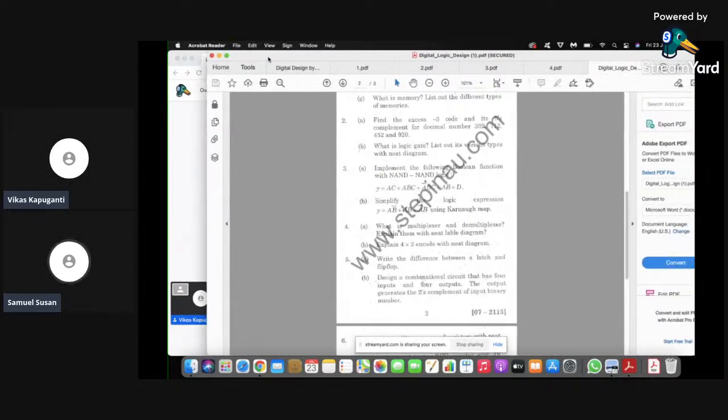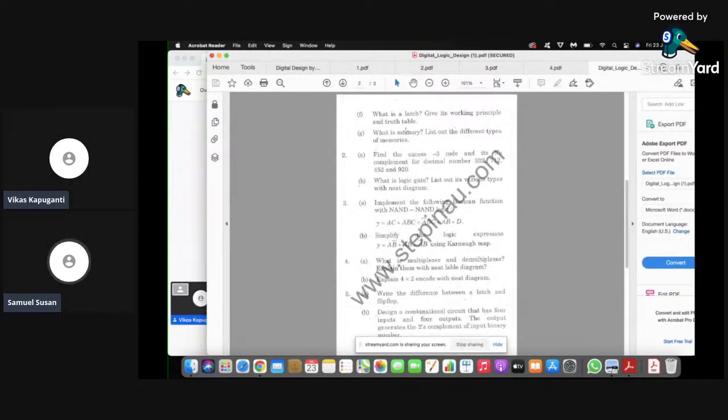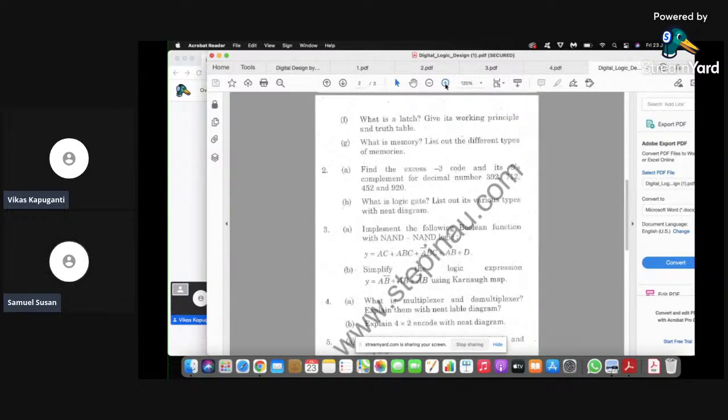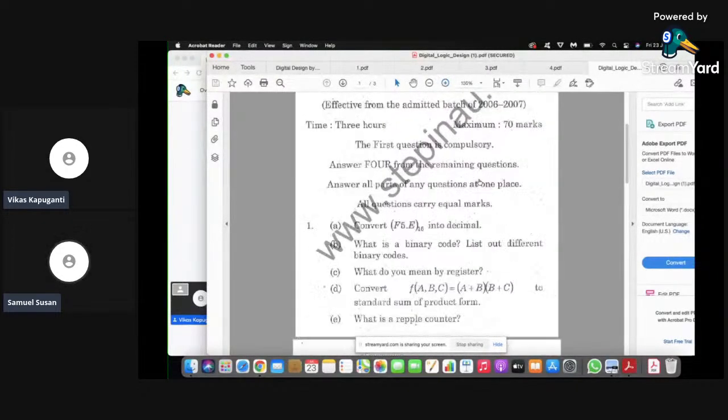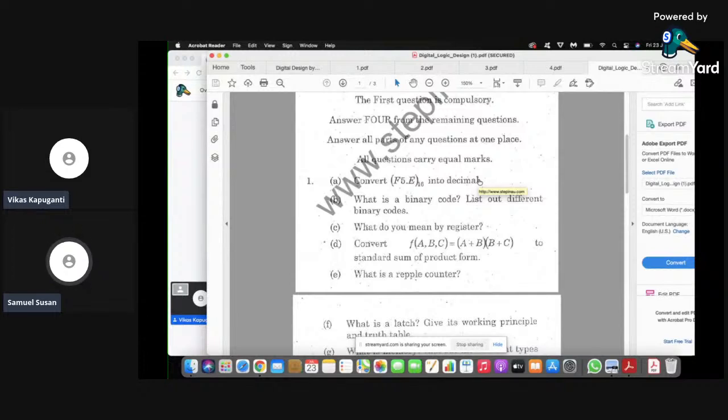The first one is, you can zoom in the question paper there. For the 2 marks question, a number-based conversion is asked. That is also in fractional part. And the second question is binary codes. Binary codes include BCD, XS3, gray code, etc.